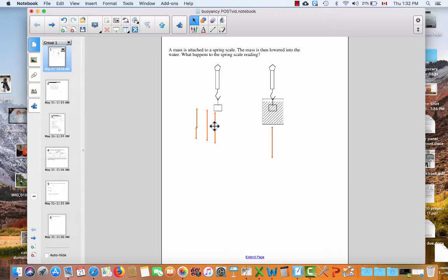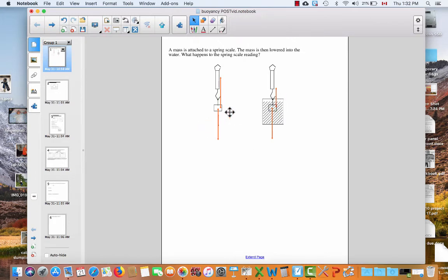reduced. The reason for that is when the object is here in the air, the spring scale is supporting its weight. So the force from the scale and the scale reading are just the same as the weight of the object. However, when you bring it over here and lower it into the water, the weight of the object is the same. But now, in addition to the spring scale pulling up on the object, we also have the water pushing up on the object.